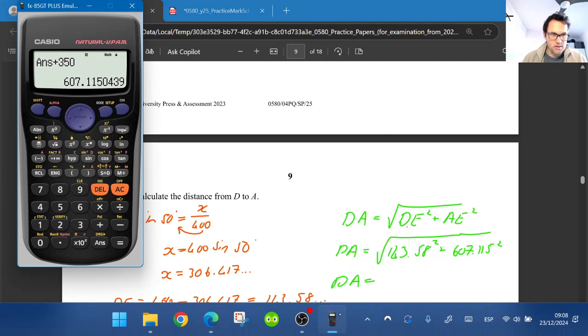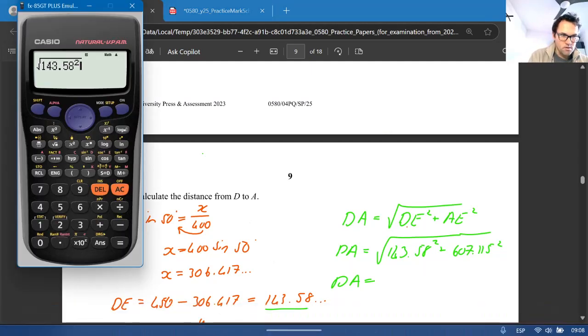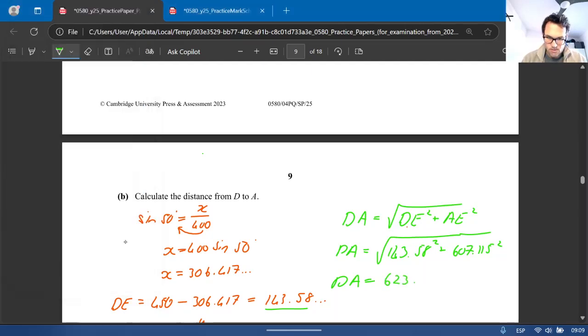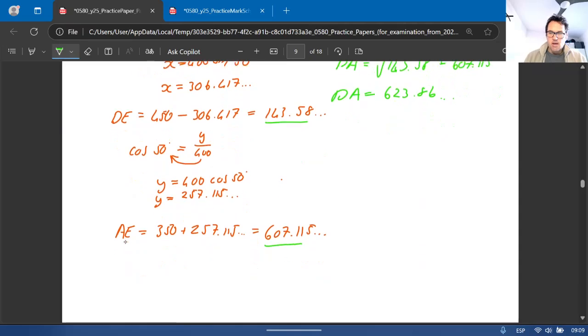Put that in our calculator. Don't forget to square it. And we get 623.86. Excellent. Remember, if you're going to round it to 3 significant figures, 624.